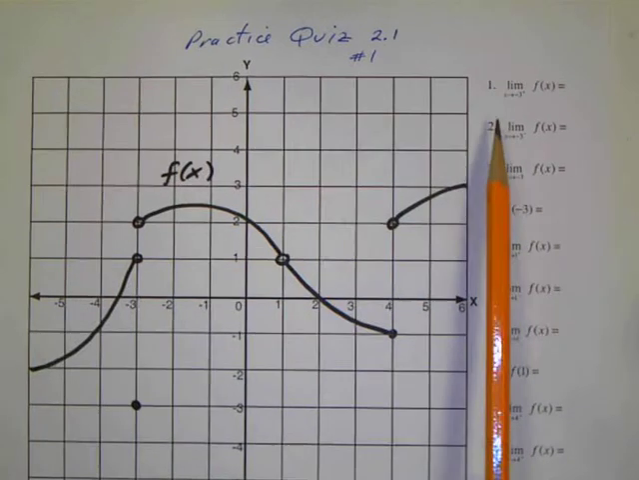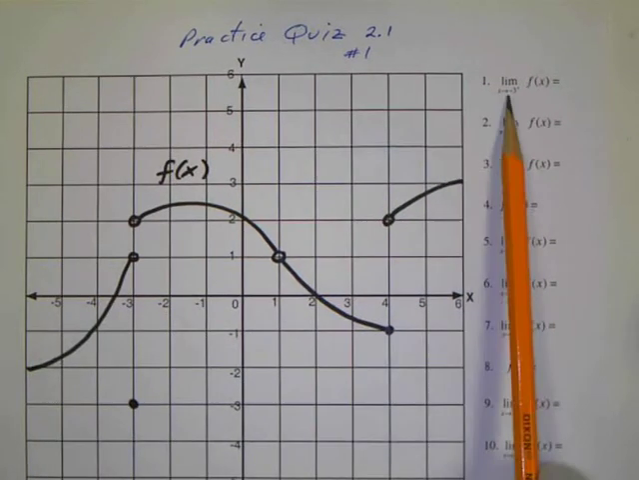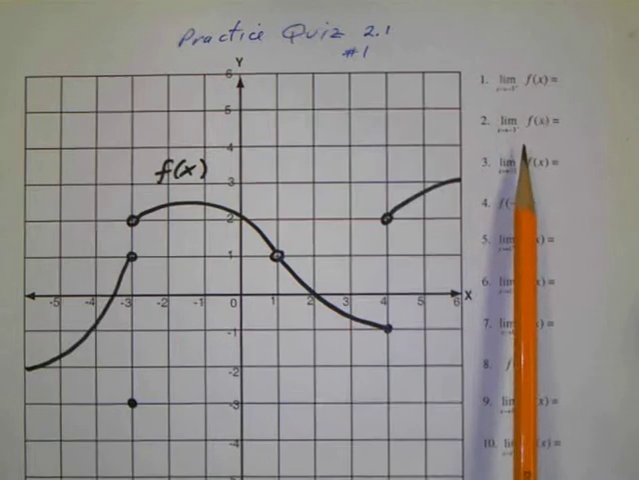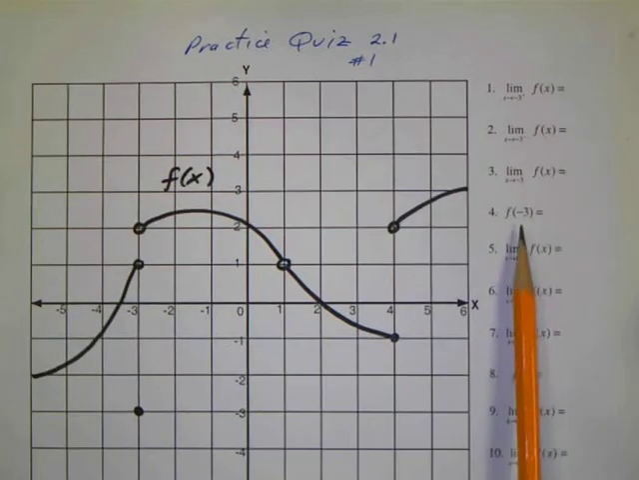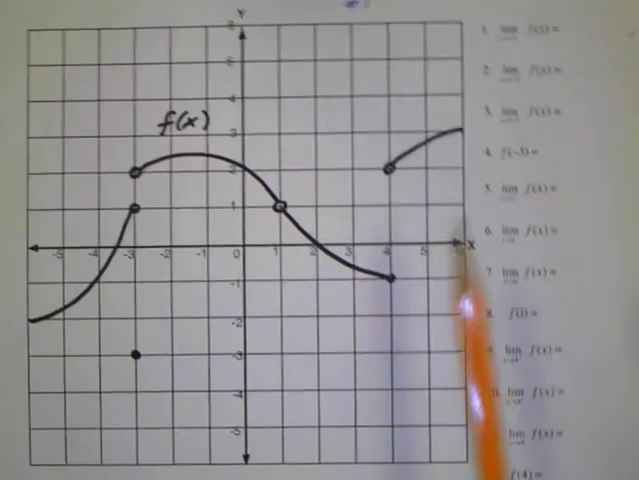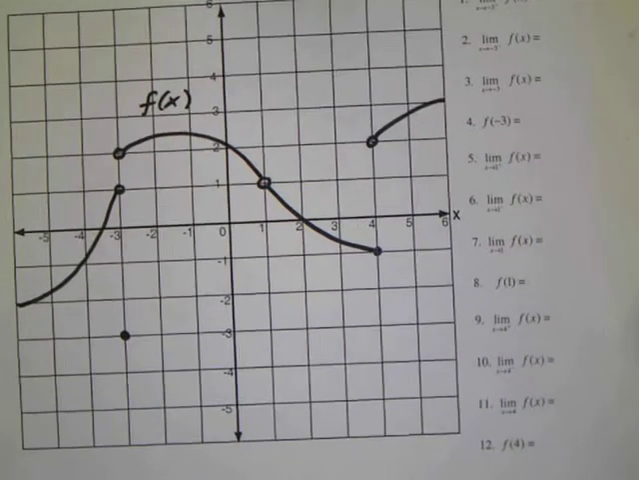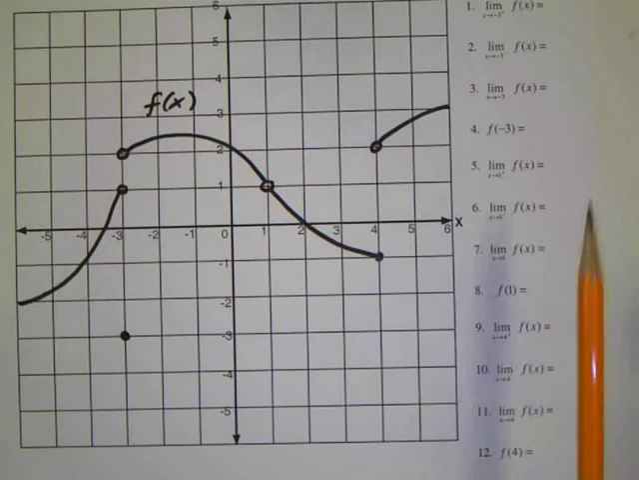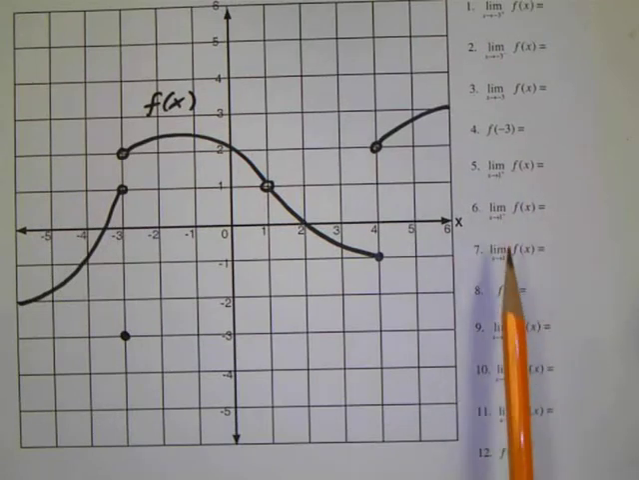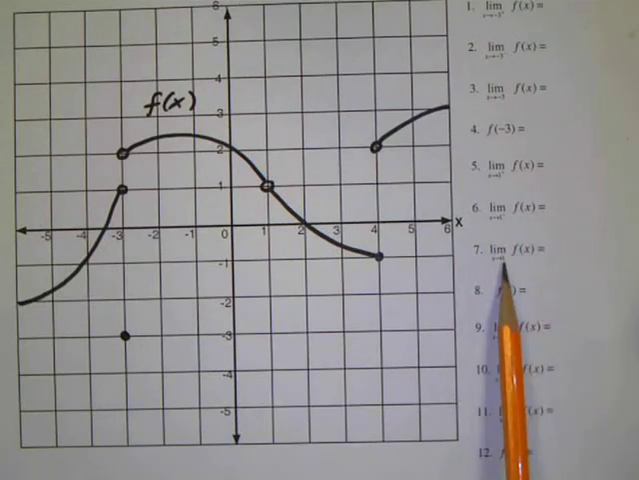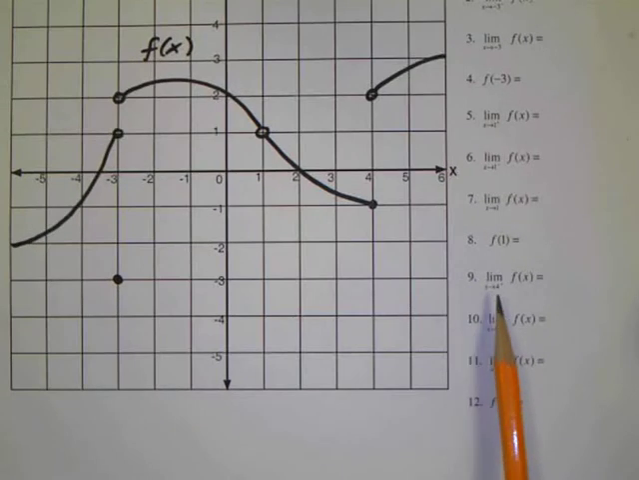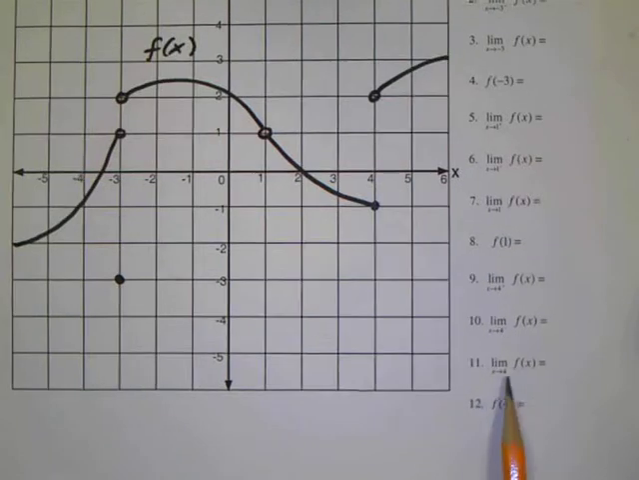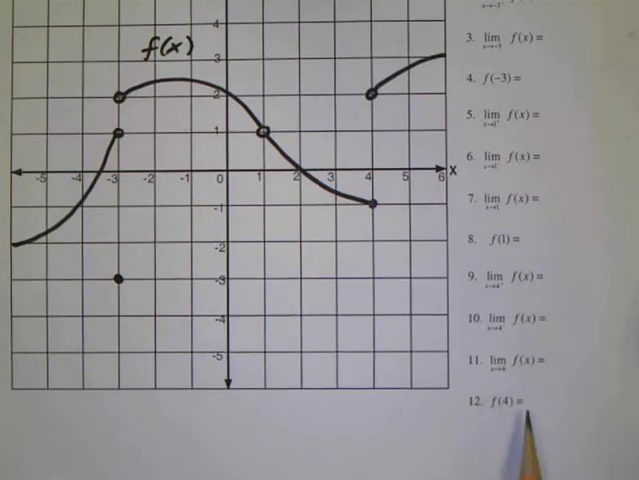These first four questions are dealing with x approaches -3 from the positive direction, the negative direction, just as x approaches -3, and f of -3. Then these next 4 questions are dealing with f as x approaches 1 from the positive direction, the negative direction, just as x approaches 1, and f of 1. And the last 4 are as x approaches 4 from the positive direction, the negative direction, the limit as x approaches 4, and then f of 4.